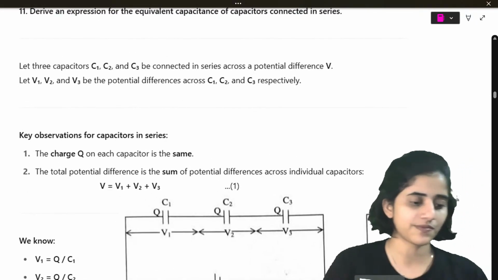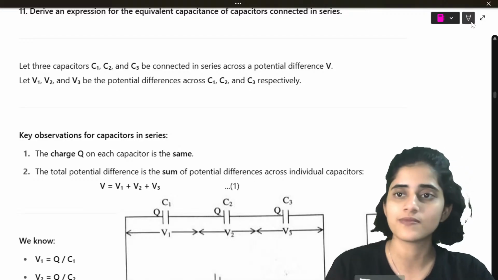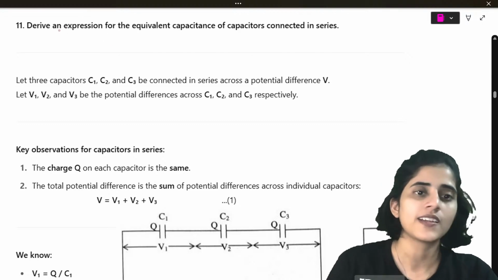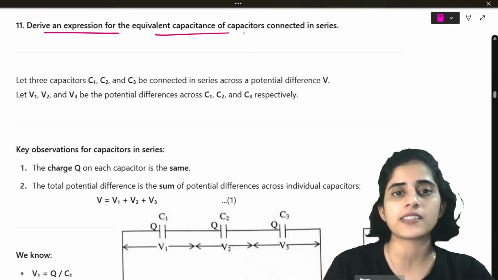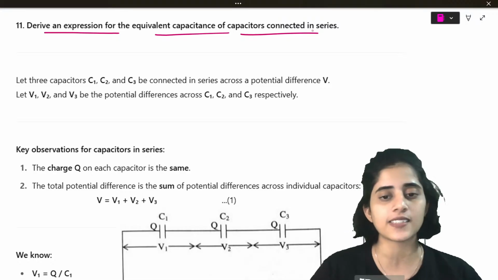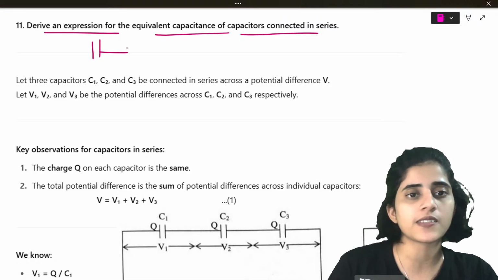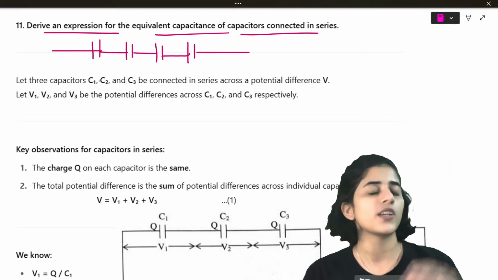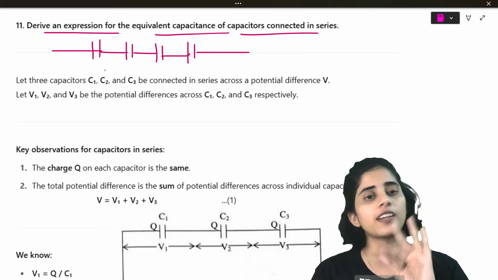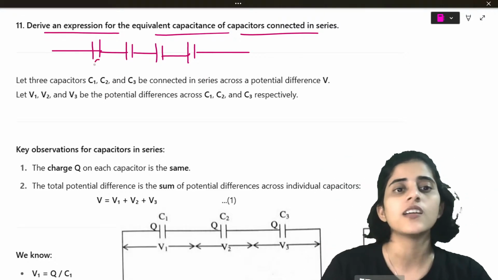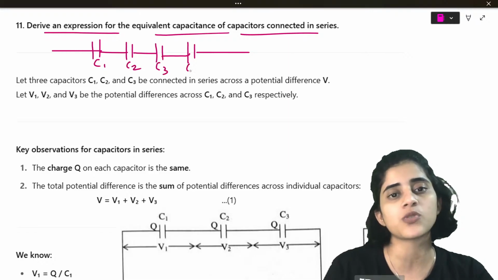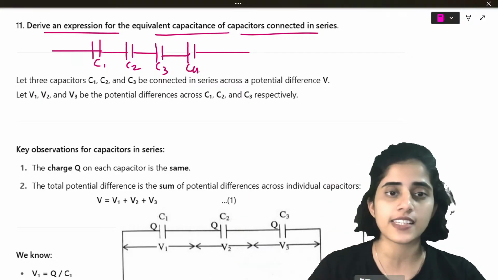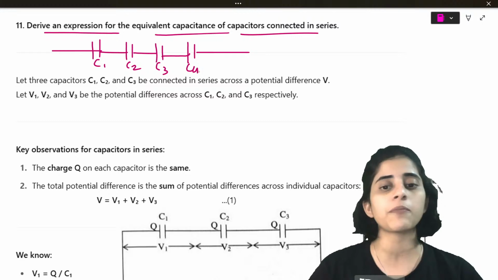Next question. Derive an expression for the equivalent capacitance of capacitors connected in series. So let's say I have 3 capacitors and they're connected in series. If they're all connected in series, I have to find out the equivalent capacitance, which is the total capacitance of C1, C2, C3, C4, C5, however many there are.